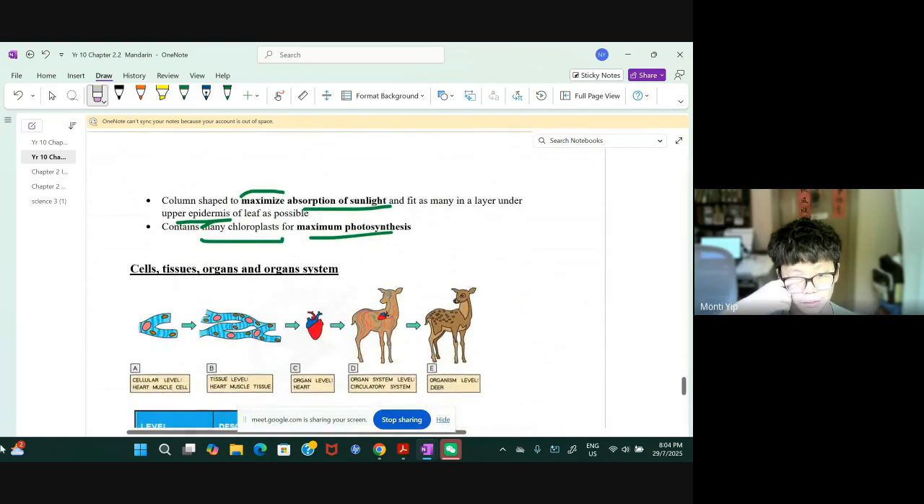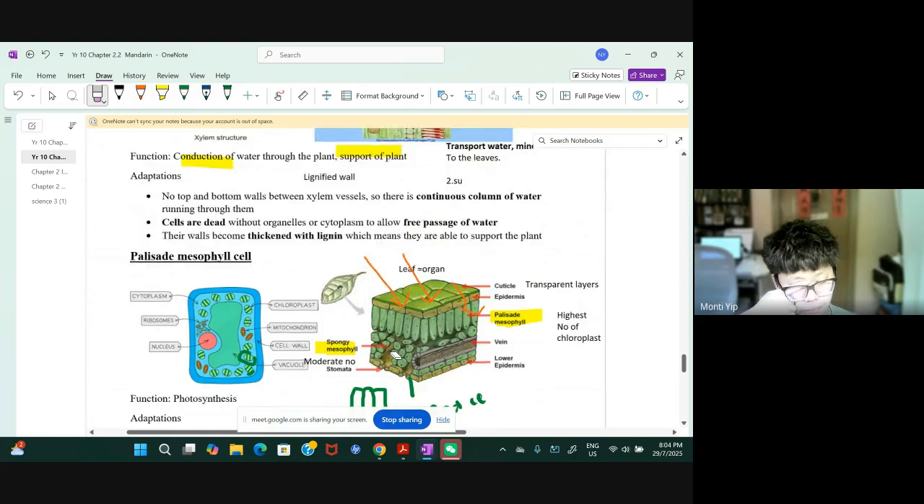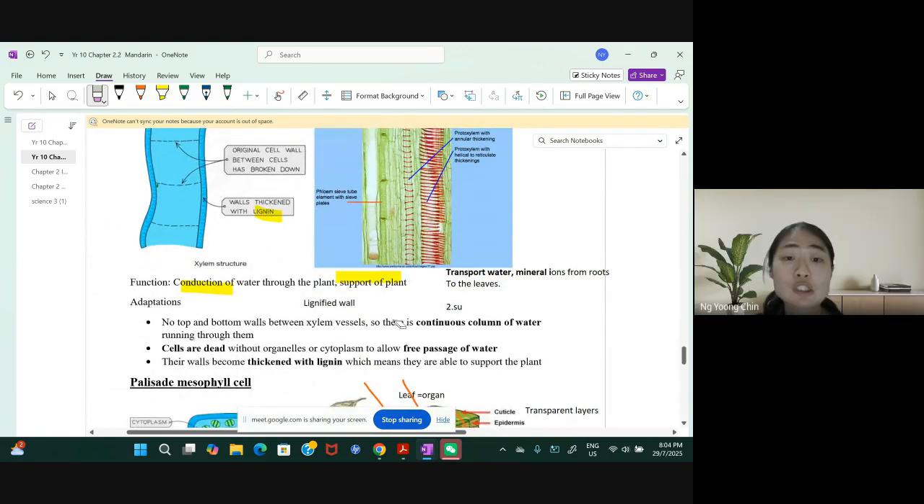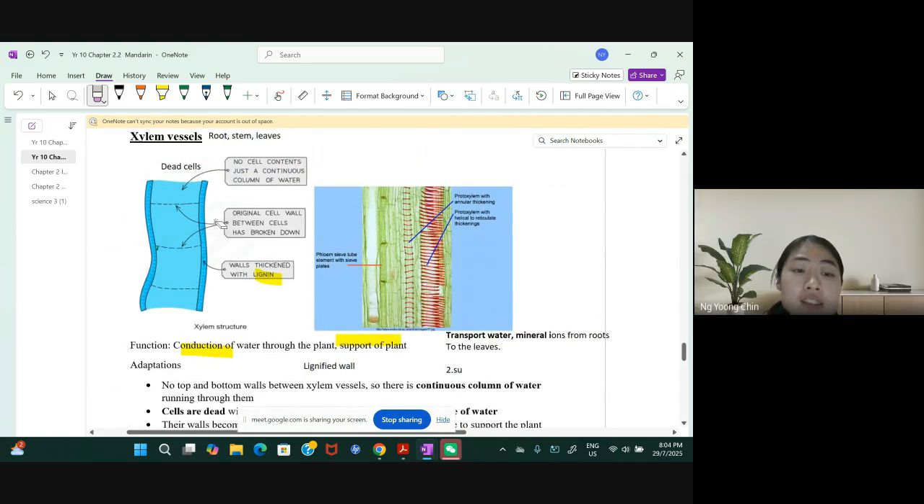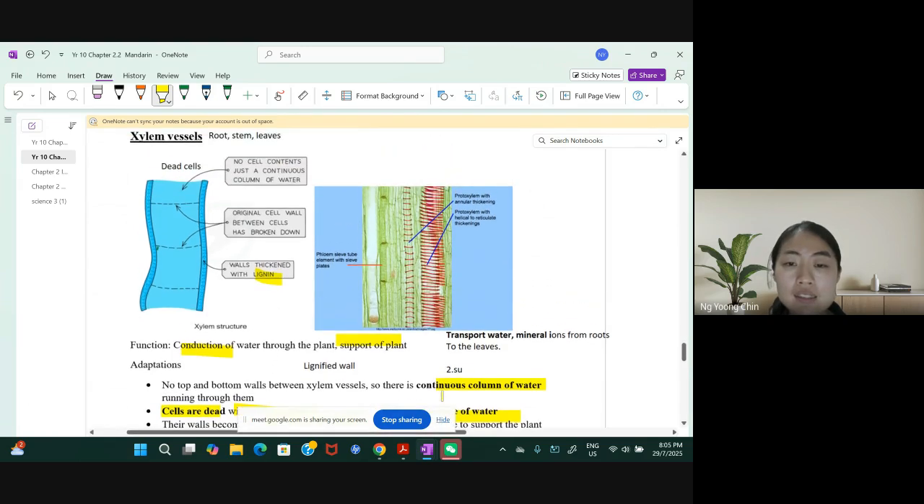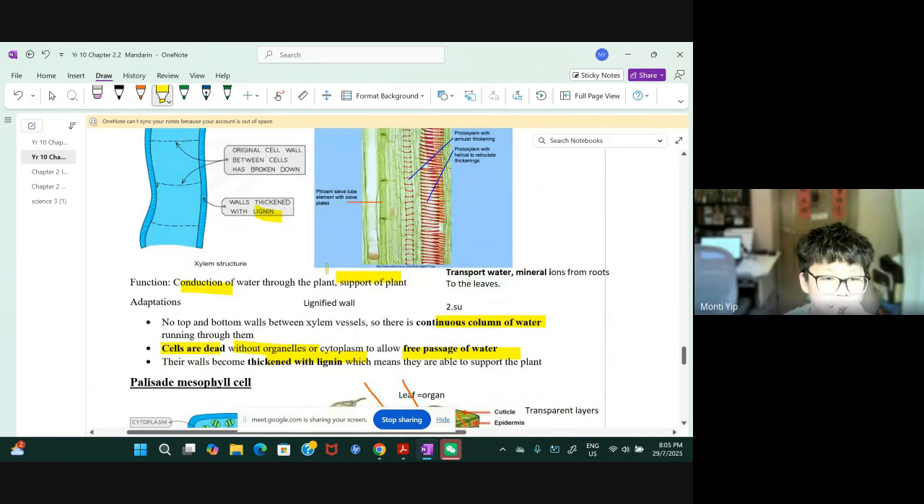Now for the xylem vessel, you should know about the structure. The structure is first that the cell has no cytoplasm or organelle inside, so they allow free passage of water, a continuous flow of water. And then you can write about lignin, because the xylem vessel has lignin, which is a very hard structure.